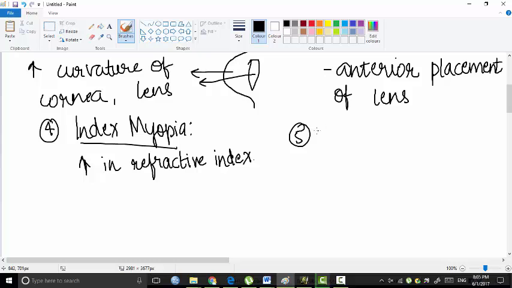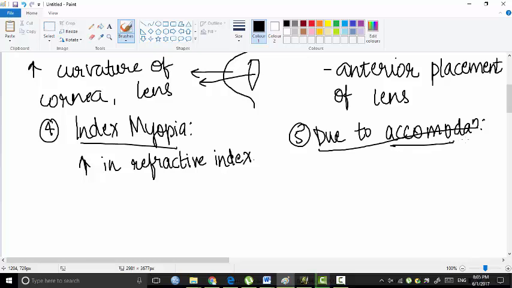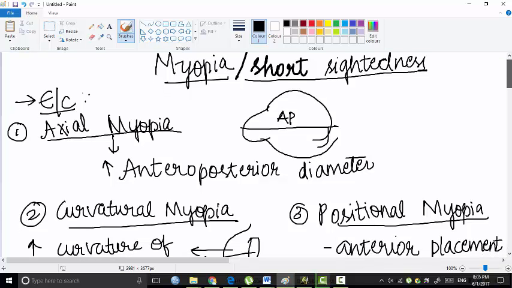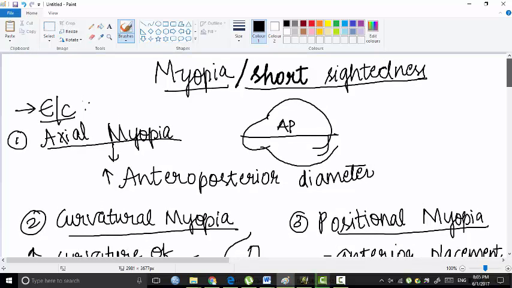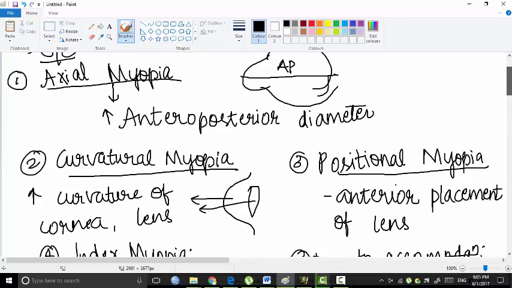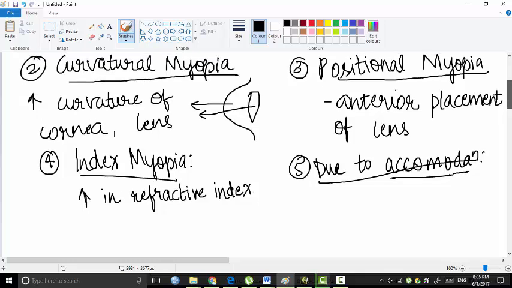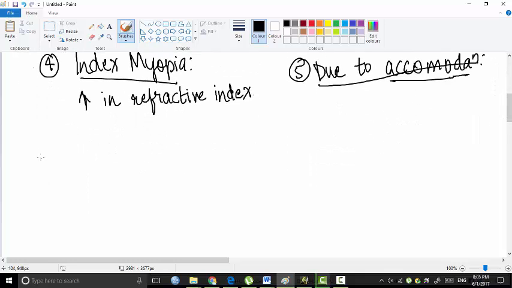And there may be also myopia due to accommodation. Due to accommodation, there may be myopia which is seen, right? So all these are the different etiological features of myopia. One is axial myopia, curvature myopia, positional myopia, index myopia, and the myopia due to accommodation.